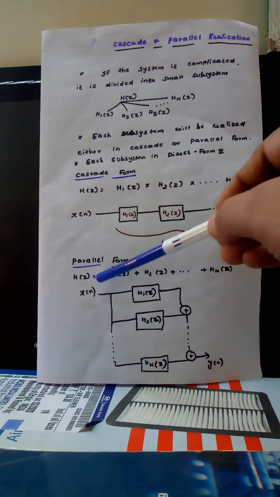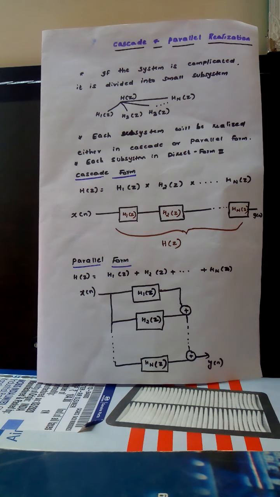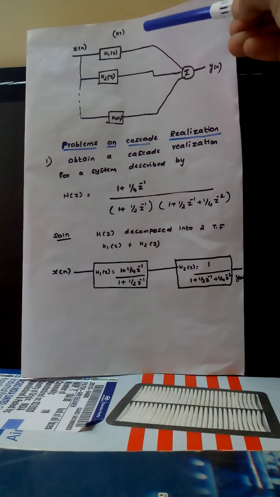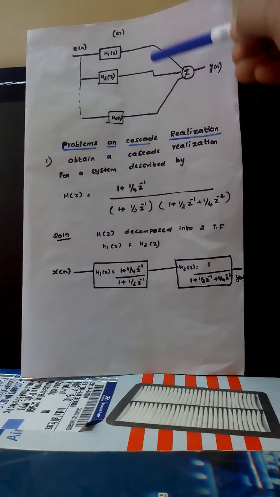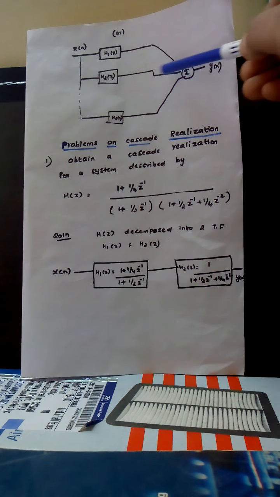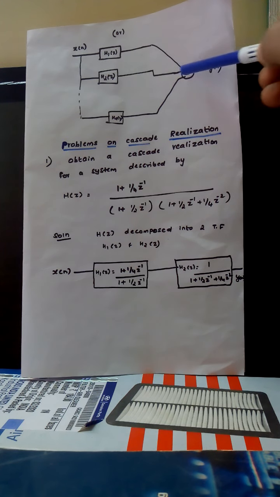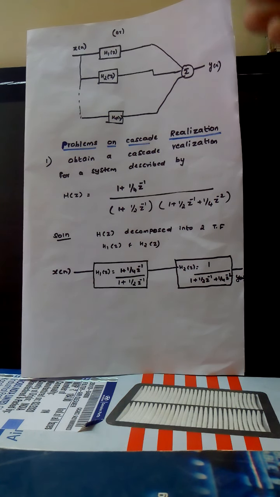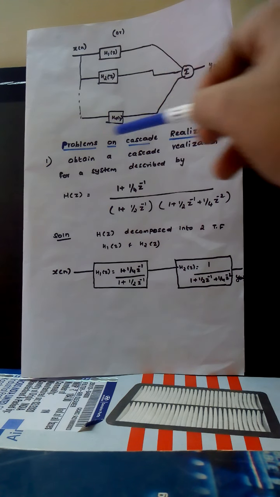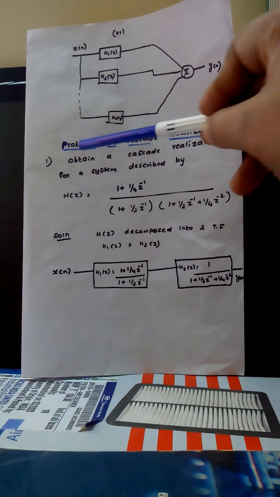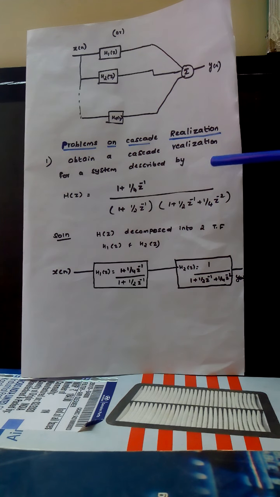In this structure we can make it like this also, instead of using a separate summing point. Here the h1 of z, h2 of z, hn of z, all we are adding, so we are using only one summing point here. So we can make it like this, or we can make this structure also. So this is your parallel realization. Now we'll see how to do the problems on cascade realization.